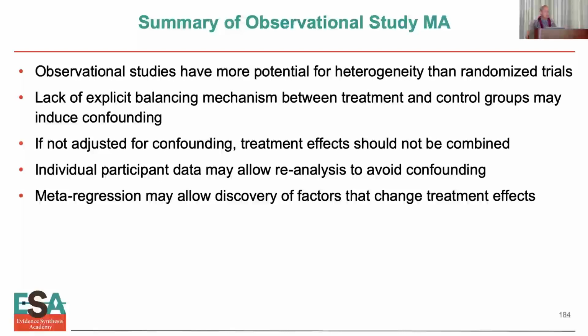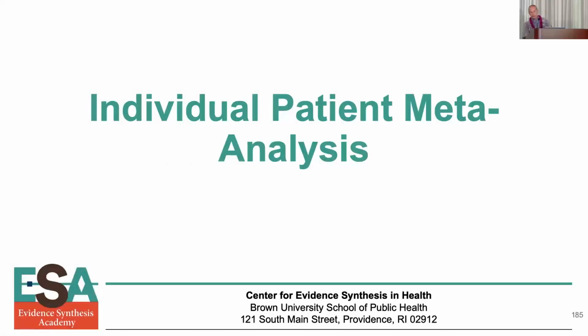If you have the individual participant data, that may allow you to reanalyze the data so that you can avoid the confounding and adjust for everything in the same way. And if you use meta-regression with observational data, you may be able to find some factors that are related to these differences. Okay, questions on that? All right, let me do one more and then we'll take a break.